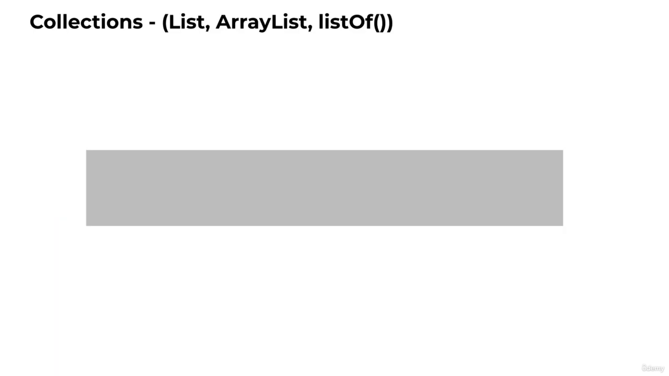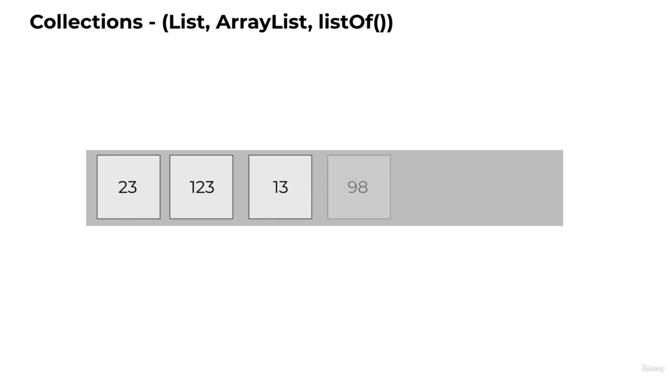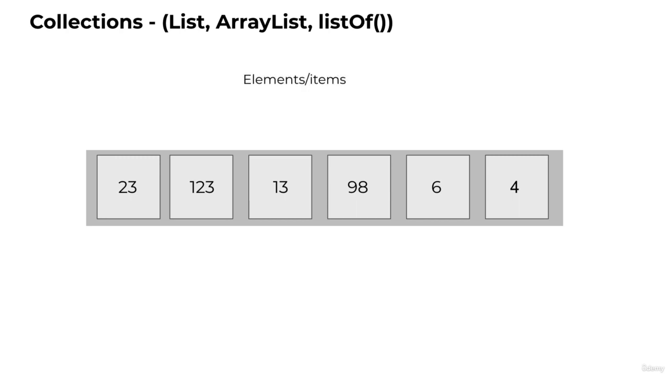Now here is a visual representation of what a collection in memory would look like. There are different kinds of collections and we'll talk about those, but in a nutshell, in memory, we'll have something like this. For instance, you have 23, 123, 13, 98, 6, and so forth. So this is a collection, in this case, of integers, numbers. In memory, each one of these items, we call them elements, right? So if I say, what is the first element or first item in this collection, we would say 23. And the last one is going to be number 4. So these are called elements.